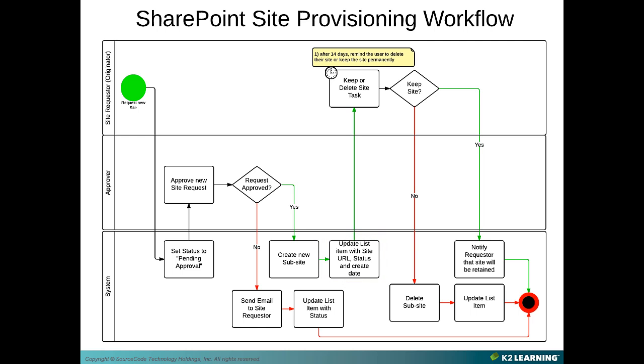The next step will assign a user task to the site requester that will escalate after 14 days and ask them if they want to keep the site permanently or delete it. If they want to keep the site, the system will send out an email message to the requester stating that the site will remain active and end the workflow.